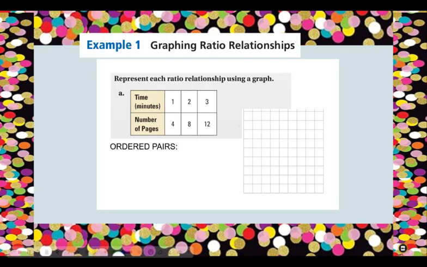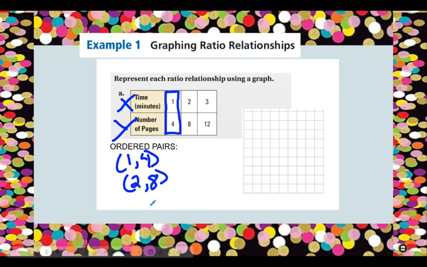Okay, so here's an example. We have our time in minutes, that's going to be my x-axis, and my number of pages is going to be my y-axis. So we need the ordered pairs first. So we just look this way. 1, 4 is our first ordered pair. Our second ordered pair is 2, 8. And my third ordered pair is 3, 12.